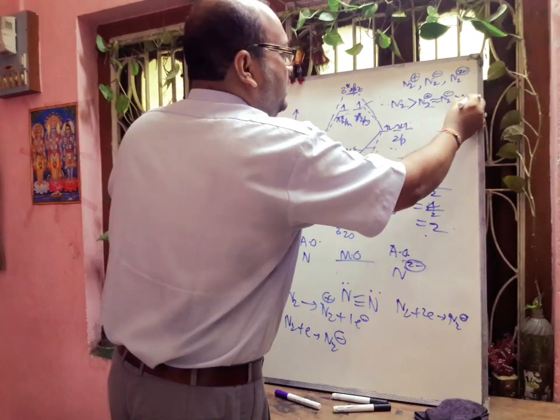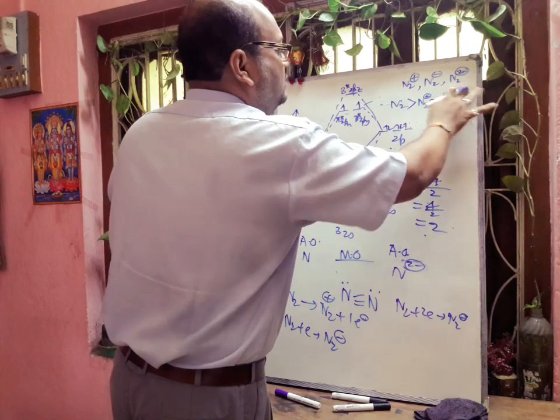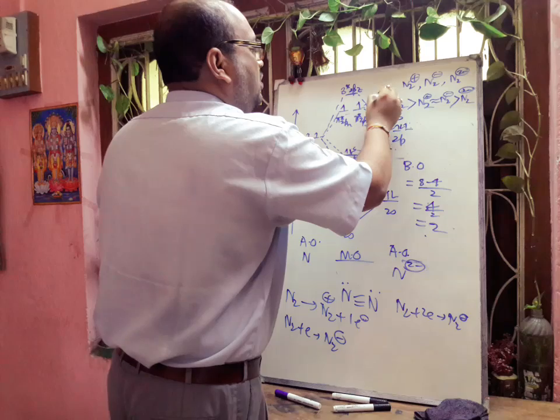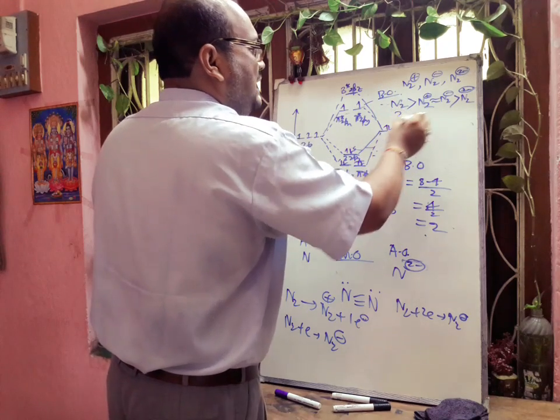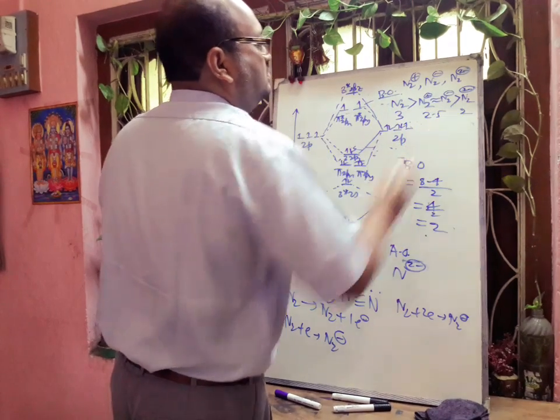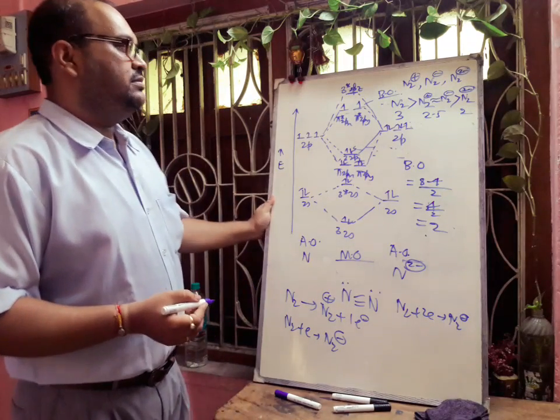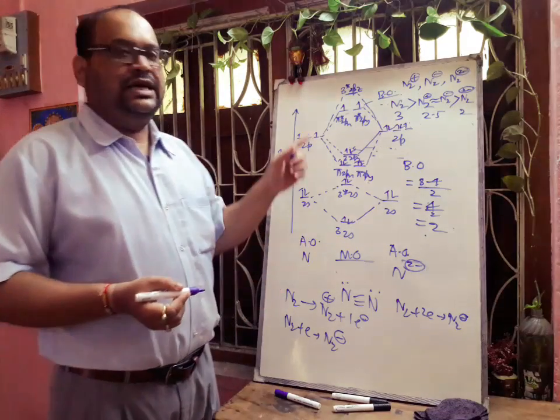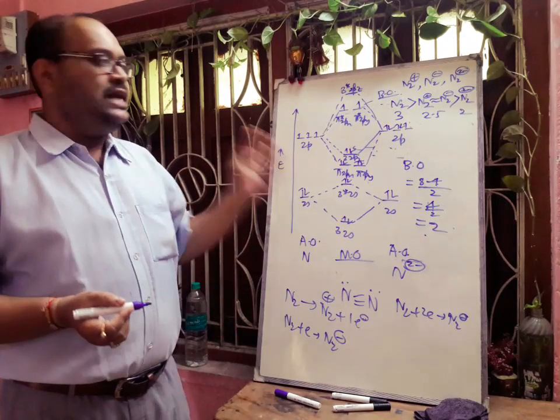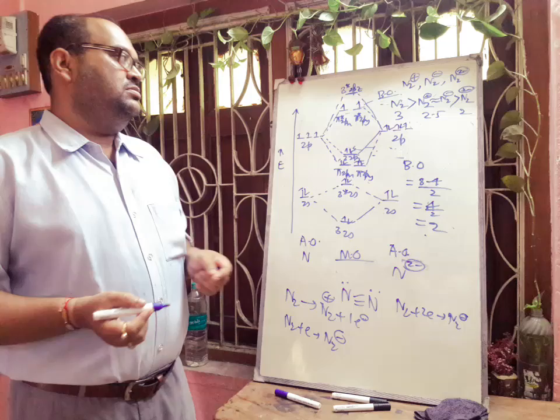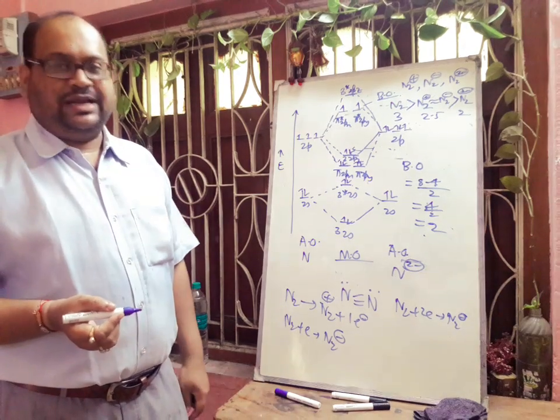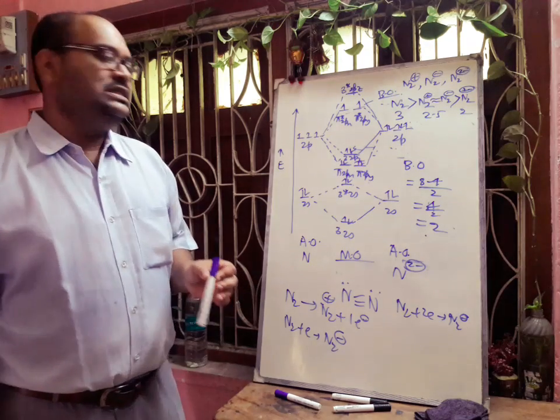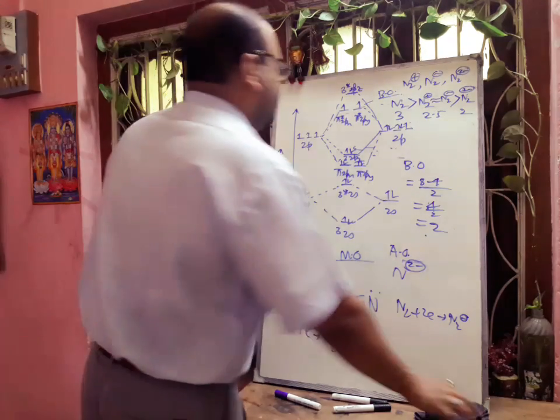Now N2 2 minus will come. So their bond order is 3, 2.5 and 2. Okay. And here also is the presence of 2 unpaired electrons. That means it has the highest paramagnetism compared to all. Hope you can understand. In the same way, we have to discuss the MO diagram for oxygen.